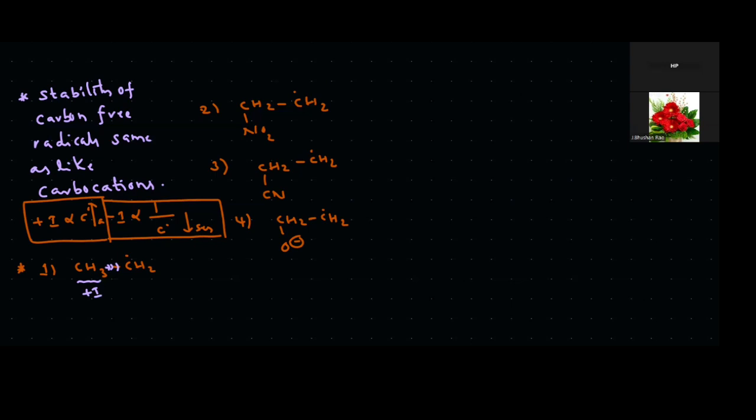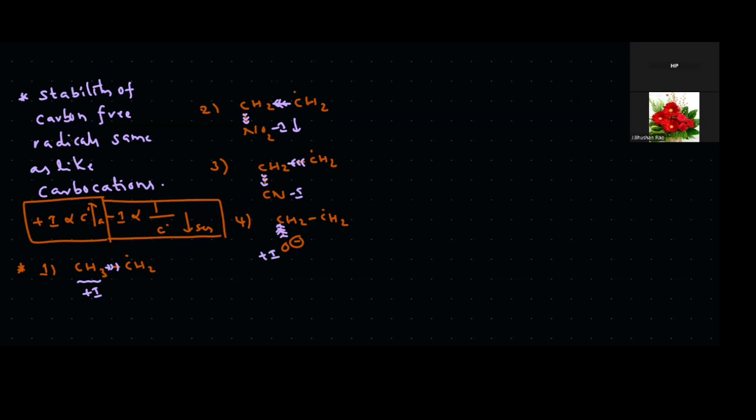Next, in this case, instead of releasing electrons, this group, a minus I group, pulls the electrons from the carbon free radical. What happens here? The carbon free radical stability decreases. Here also the cyanide group acts as a minus I group. Again, it withdraws electrons from the carbon free radical. Next, the O minus group acts as a plus I group. It releases electrons towards the carbon free radical.